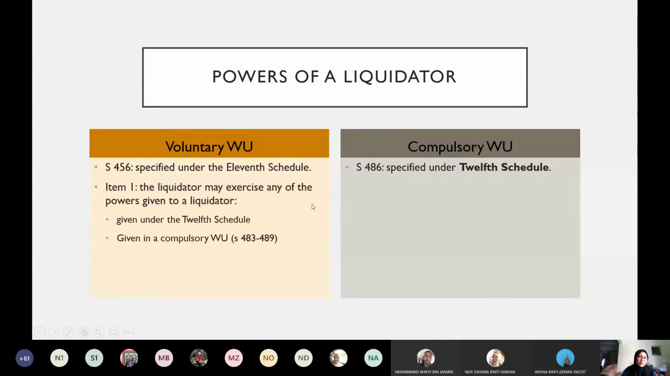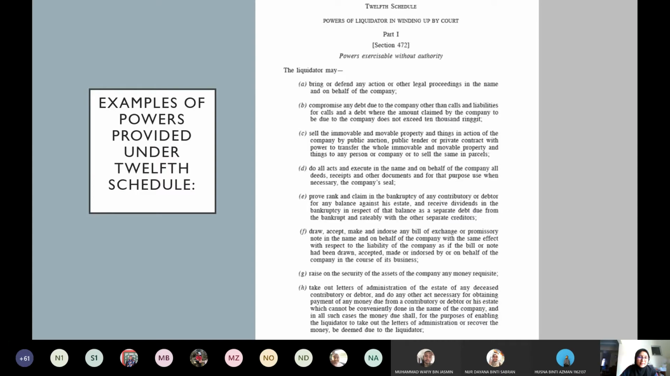Okay, so the powers of the liquidator are specified under the 11th Schedule and 12th Schedule for compulsory winding up. So macam list dia tu long. So if a person is appointed as a liquidator, he is obliged to refer to the laws as regards the powers, or anything that he can do under the law. Okay, so yang ni saya ambil extract saja dalam 12th Schedule. Example, the liquidator boleh buat apa, so tak perlu tengok detail pun lah.